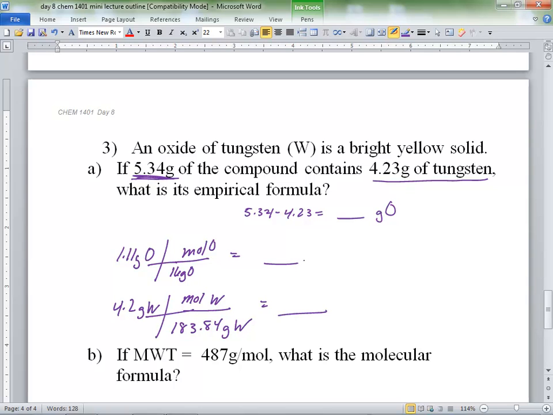Oxygen 3W. Yep, you got it. Now you have to find the molecular formula, which is molecular weight over empirical weight.